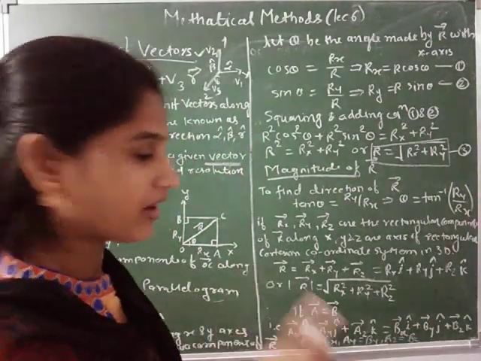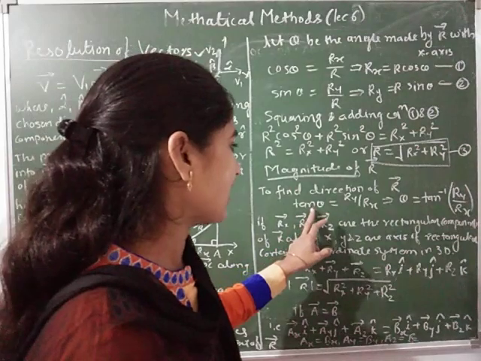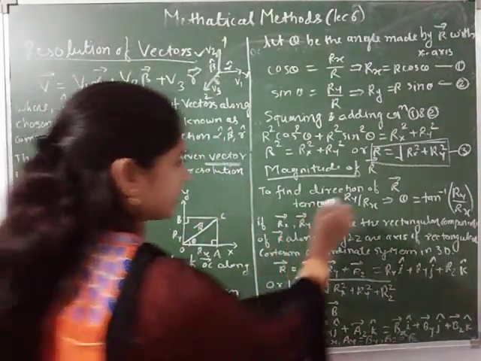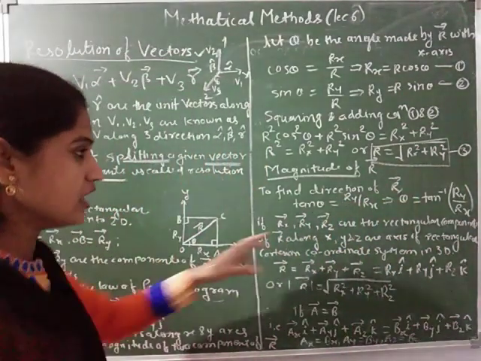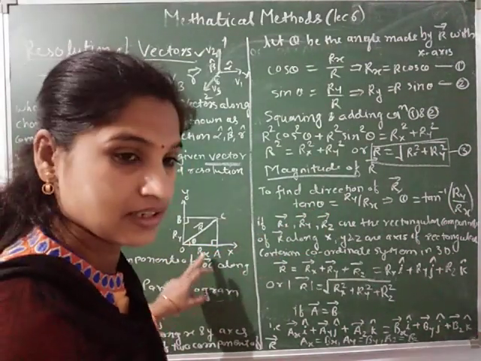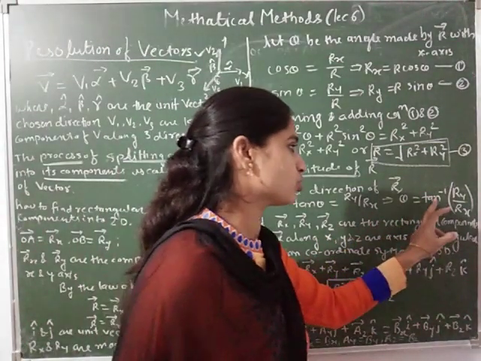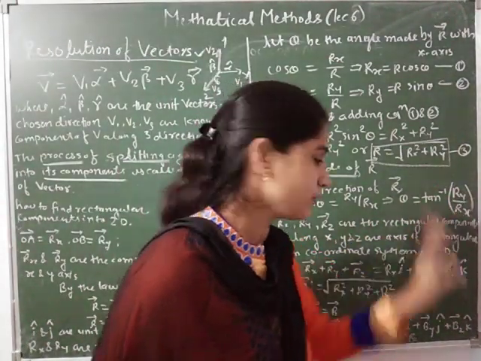Now if we have to find the direction of vector R from the figure, then tan theta is equal to Ry upon Rx. Then theta is equal to tan inverse of Ry upon Rx.